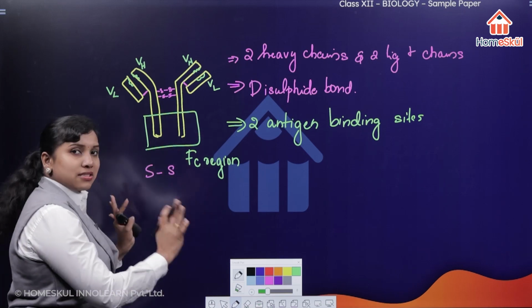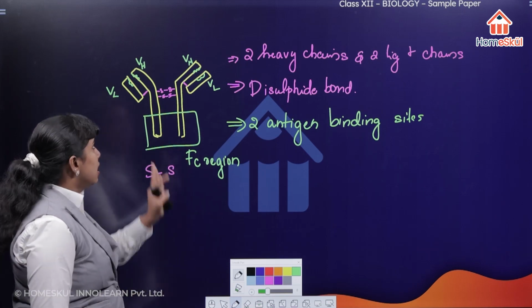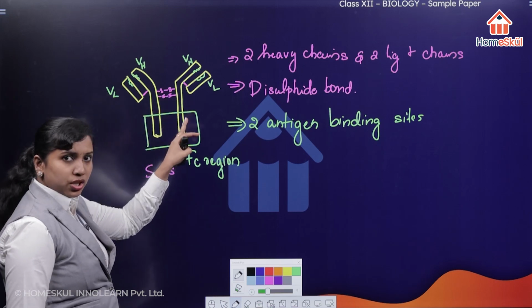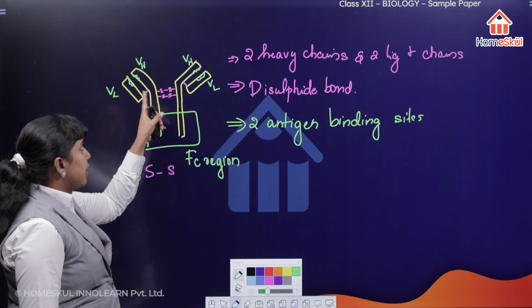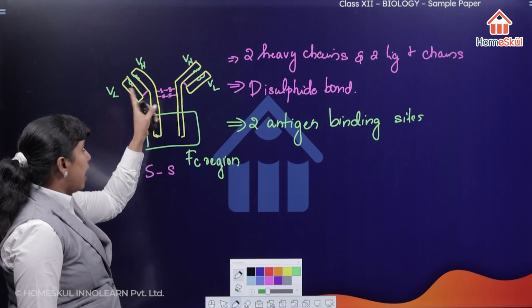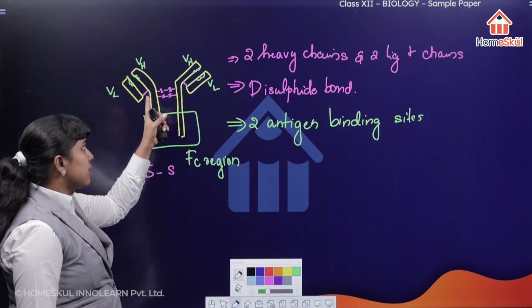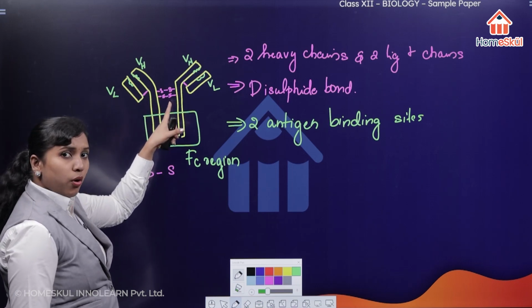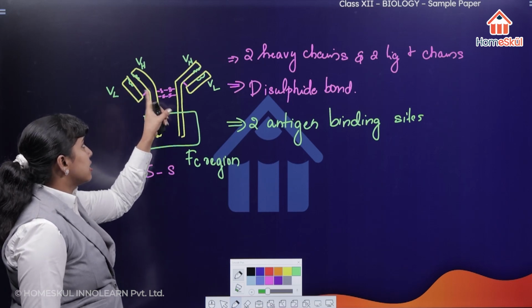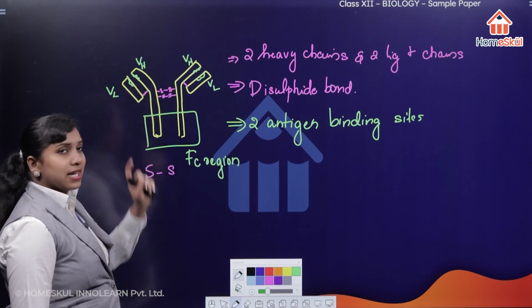Okay, so this is the basic structure of an antibody. They have a Y-shaped structure where the light chains and heavy chains are interconnected. The heavy chains are interconnected by means of disulfide bonds. Similarly, the light chains are connected to the heavy chains by means of a disulfide bond.